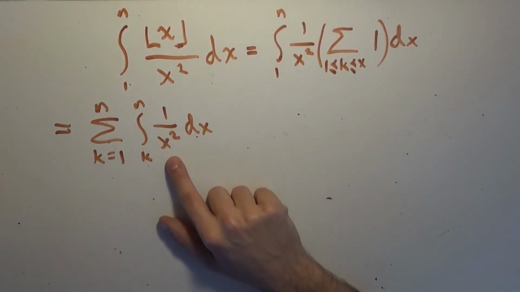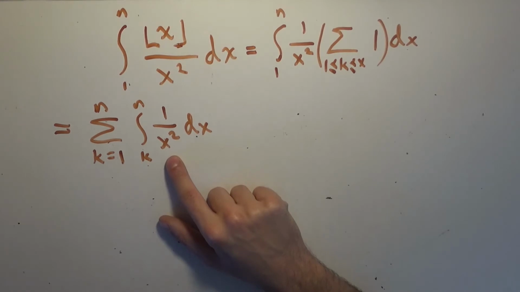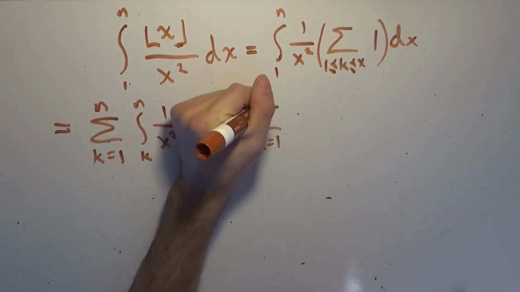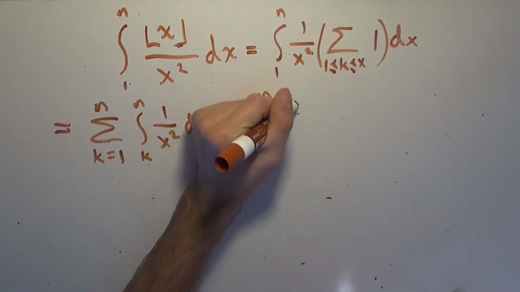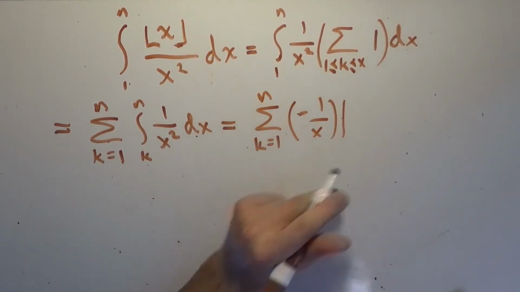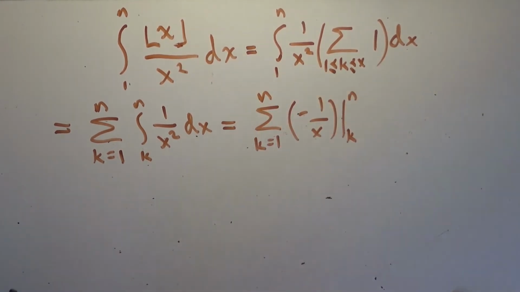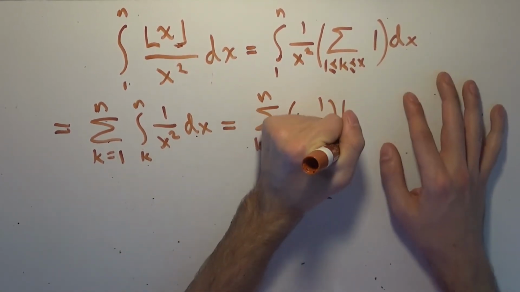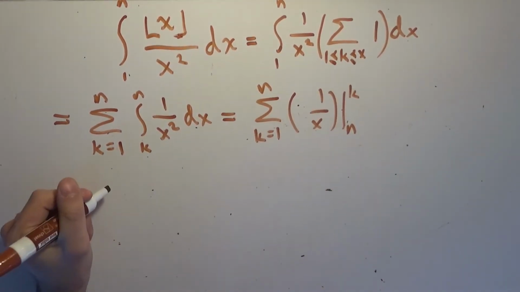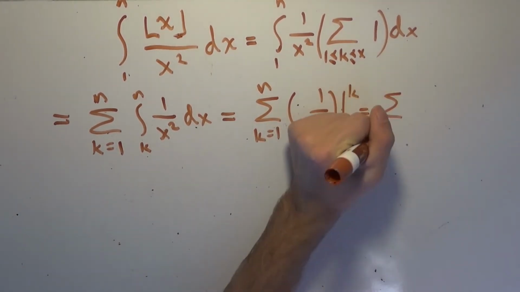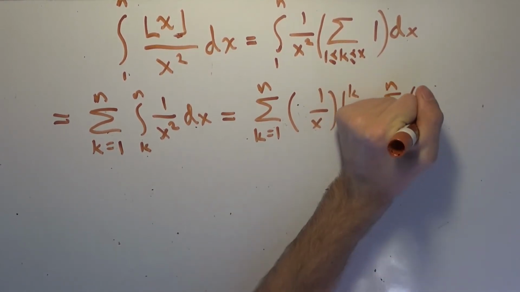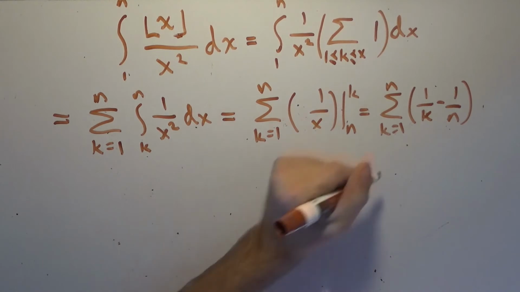The best part about this, though, is we know what the antiderivative of 1 over x squared is. It's negative 1 over x, which means we can rewrite this as the sum from k equals 1 to n of negative 1 over x evaluated at n and k. Using the negative to flip the bounds, I can just say it's the 1 over x evaluated at k and n instead, and we can rewrite this series as the sum from k equals 1 to n of 1 over k minus 1 over n.